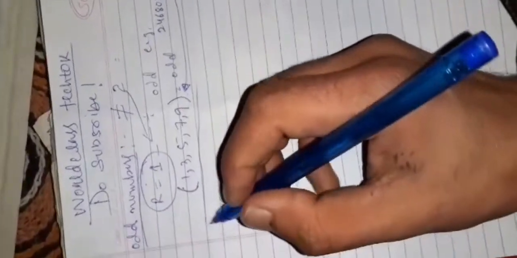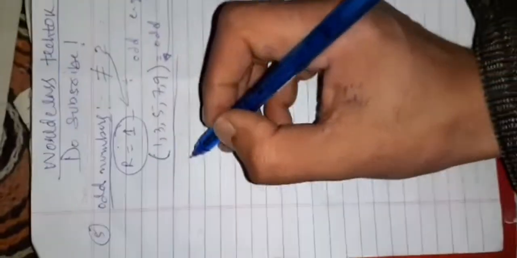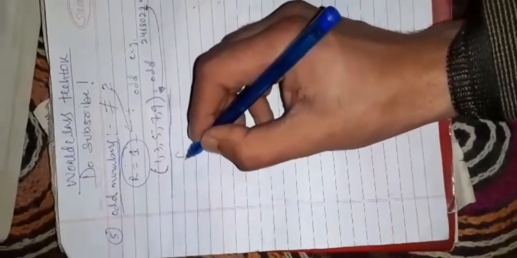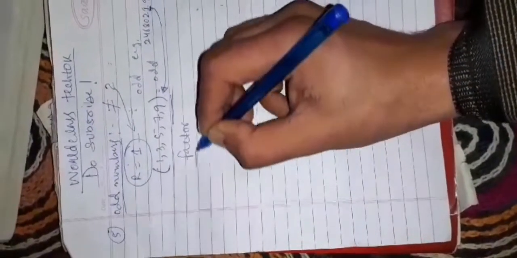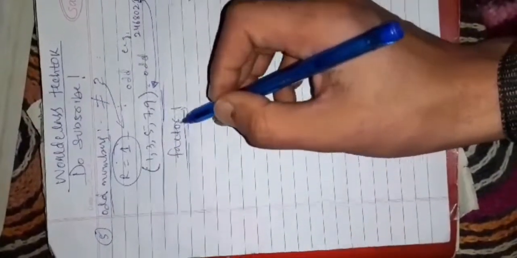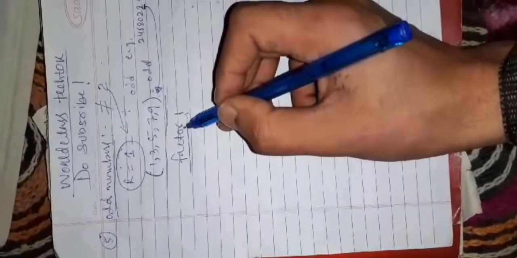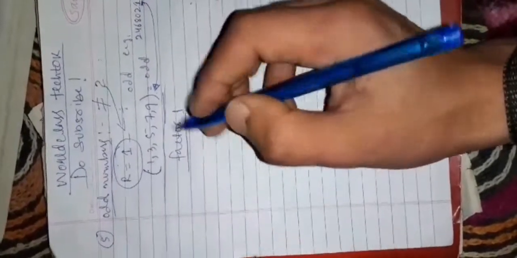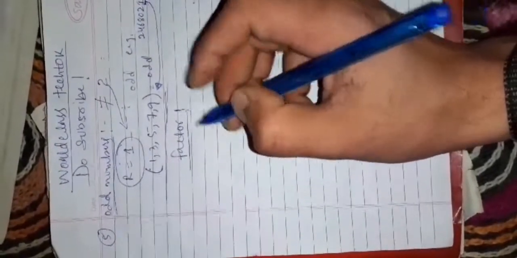Then we have to know about factors, because I need to tell you about prime numbers and composite numbers. For that, you must know what a factor is. Factor of a number: any smaller number that divides a bigger number leaving behind 0, then we say that the smaller number is a factor.